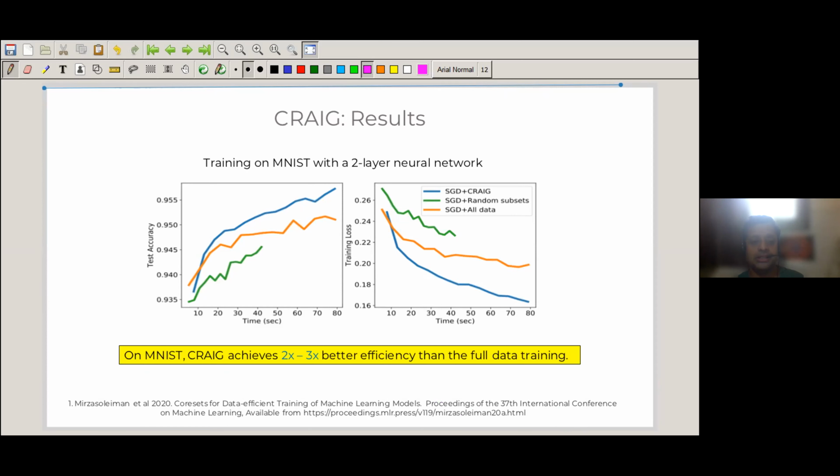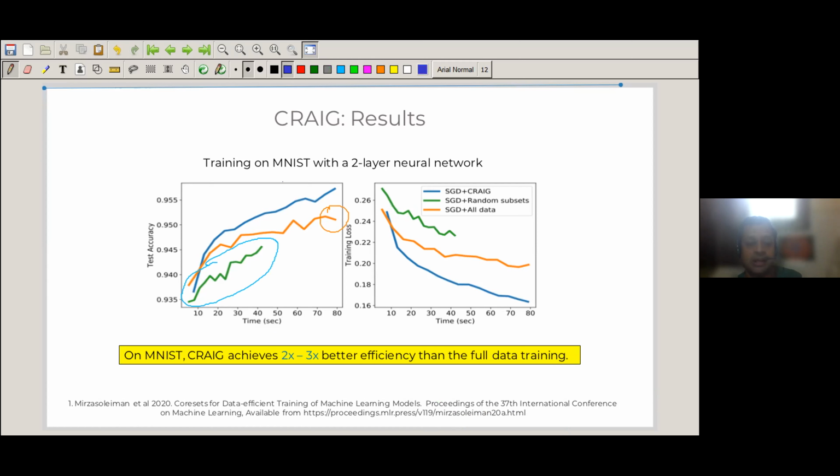You can see that on a standard data set like MNIST, if you were to randomly select points, the green one is random subsets. Just find a random subset of points. You find that it is not able to go beyond a particular accuracy. You need the entire data set to actually reach the accuracy that is being sought after. That's the orange curve. However, random is very effective. You don't need the entire data. You just find a subset of the data.